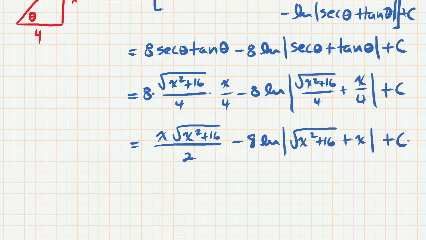So what I did there was use a log property. We're going to have log of this numerator minus log of the denominator. Log of 4 is a constant. Log of 4 multiplied by 8 is still a constant, and that can get absorbed into this constant over here. So this will be our final answer.